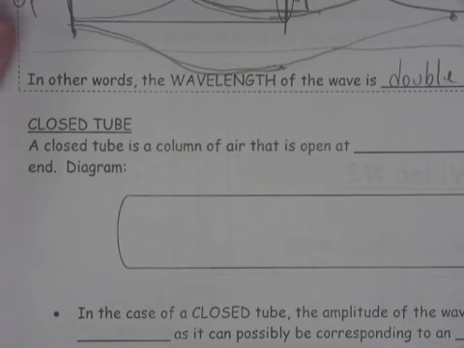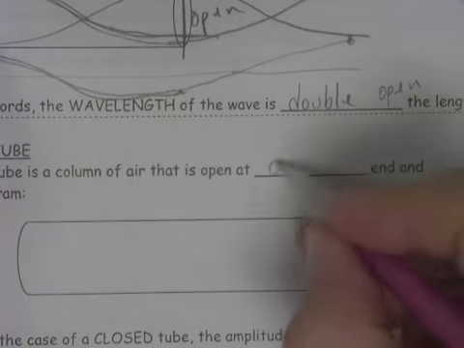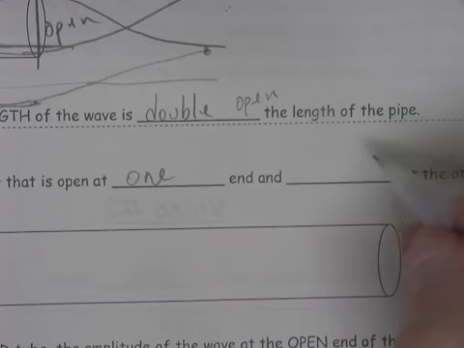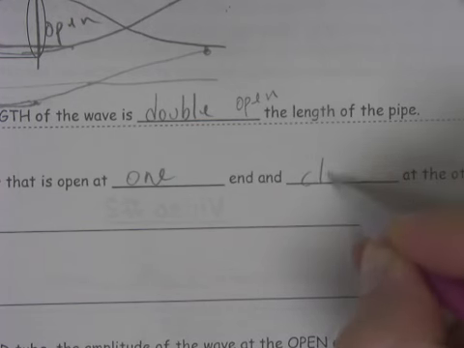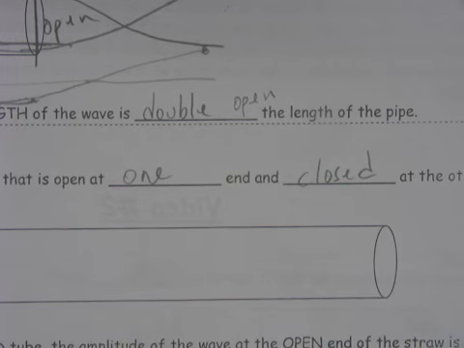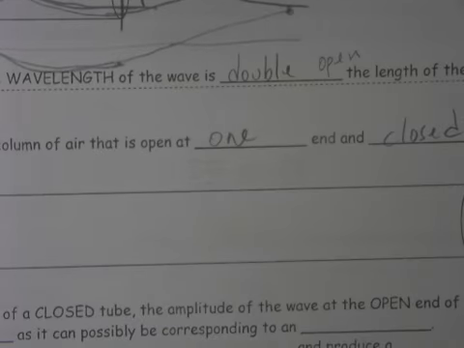All right, now we're going to move on to a closed pipe. And here's a closed pipe. A closed pipe is a column of air that is open at one end and closed at the other end. Okay, so what does that actually look like? Well, I've got a pipe right here, and I'll try to illustrate it.